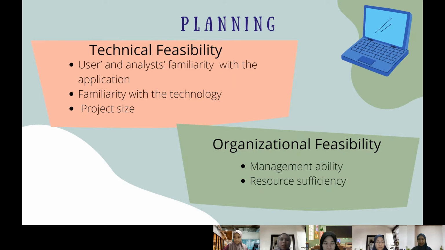So, the feasibility that is included in this information system development is technical feasibility and organizational feasibility. Okay, so for the technical feasibility, is the extent up to which the system can be successfully designed, completion of the project, which is users and analysts' familiarity with the application. The app that we decide to build is quite familiar, so there is no space for misunderstanding between users nor analysts in this application. Second, familiarity with the technology.